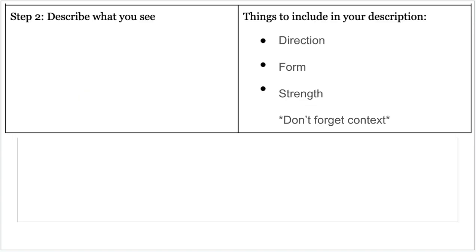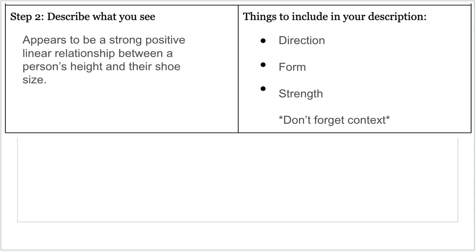So when I want to describe this scatter plot exactly, I would say that it appears to be a strong positive linear relationship between a person's height and their shoe size. Direction is just being positive or negative. The form is either linear or nonlinear. And the strength is how close together they are, or how much they follow the trend. They all seem to follow a pretty close trend, so I would say it's a strong positive linear relationship. I've got to include my context, and that's where I brought in a person's height and their shoe size.